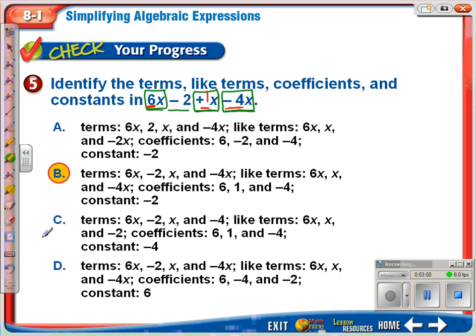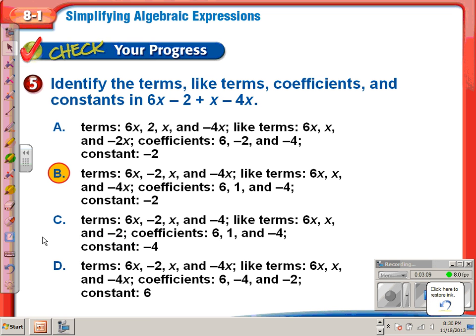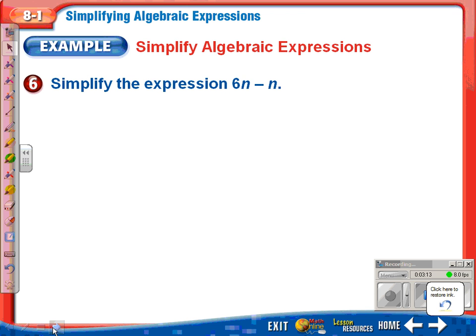And then the last one is a constant. Just remember that a constant is a number without a letter. So if you chose B, give yourself a pat on the back. Good job. If you did not, then better luck next time.